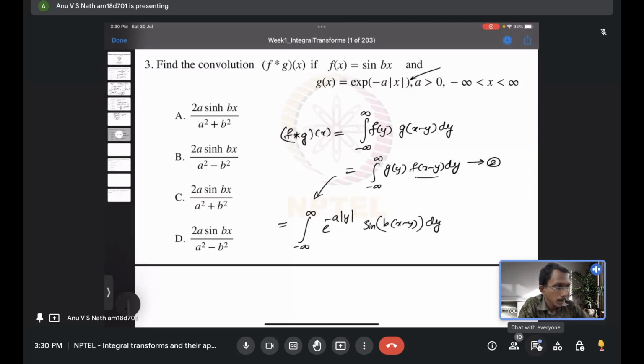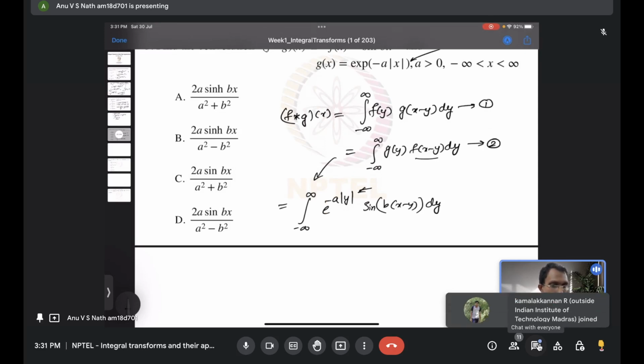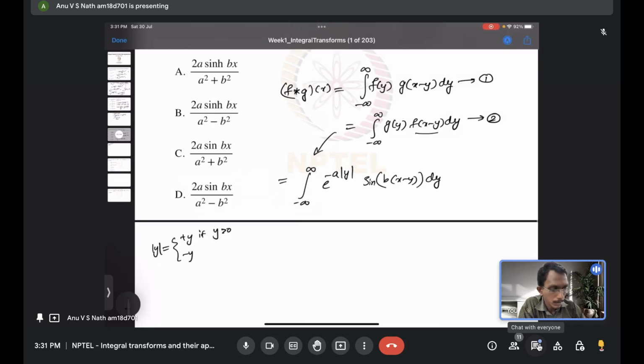You can indeed use the first equation also, but you may need to work a little bit, with some modifications and adjustments, so that you get the same final answer in both cases. But I hope this is easier to do, because the modulus function has a property which I hope all of you know: modulus of y is plus y if y is greater than 0 and minus y if y is less than 0.